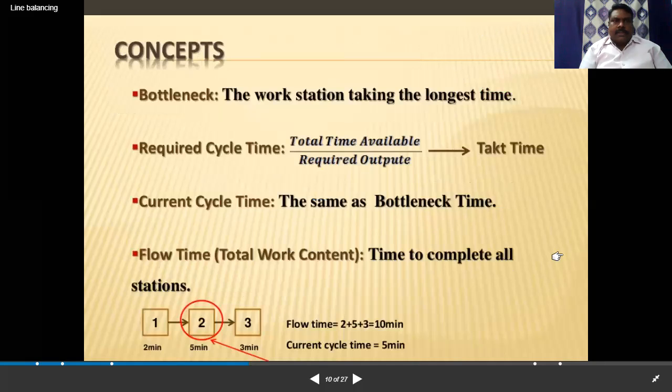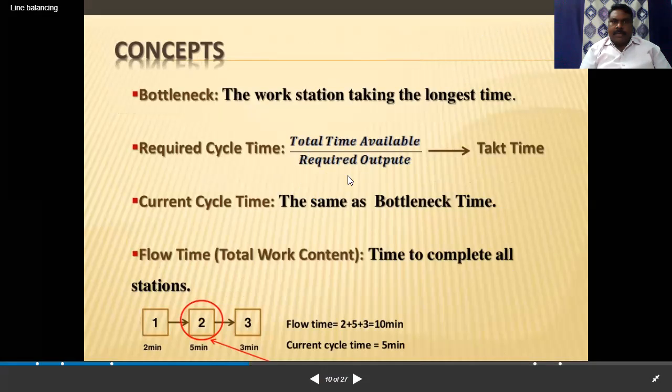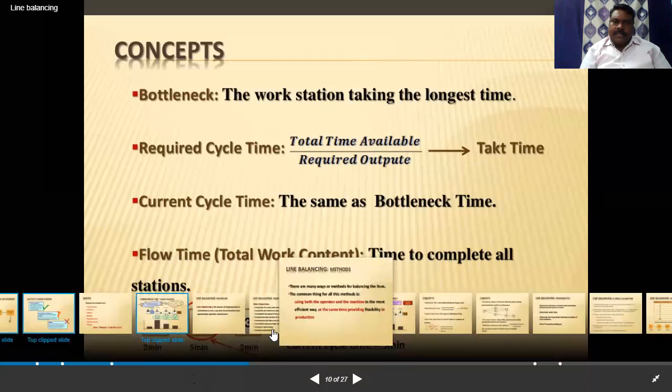This is the bottleneck workstation taking the longest time. The required cycle time is the total time available divided by the required output, and the current cycle time is the same as the bottleneck time. Current cycle time means the workstation taking the longest time. Now some calculations. Flow time means the time to complete all. Here you can see the stations: one station, two station, three station, 2 minutes, 5 minutes, 3 minutes. Flow time is 2 plus 5 plus 3, which is 10 minutes. Current cycle time is 5 minutes, because it is the longest station time.